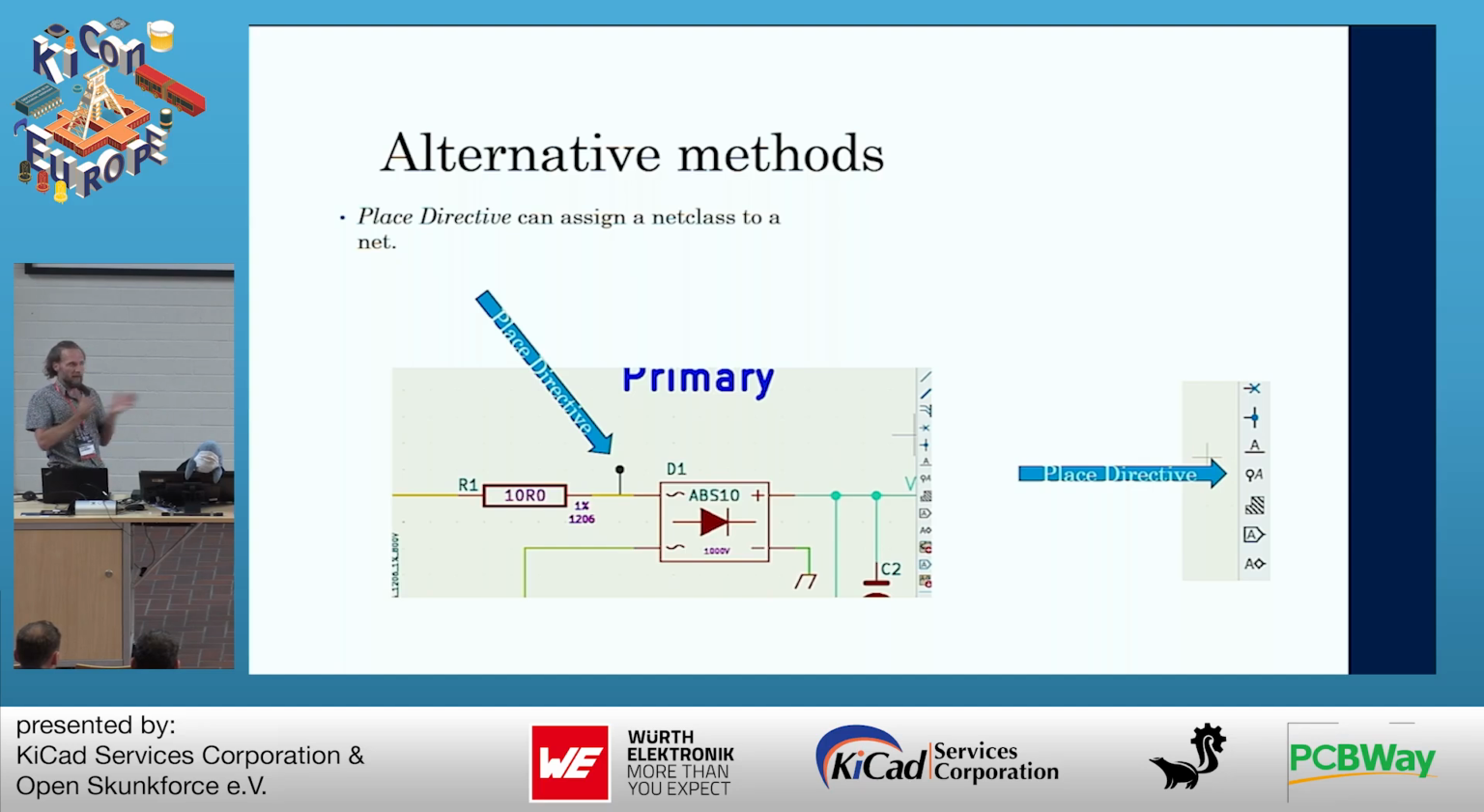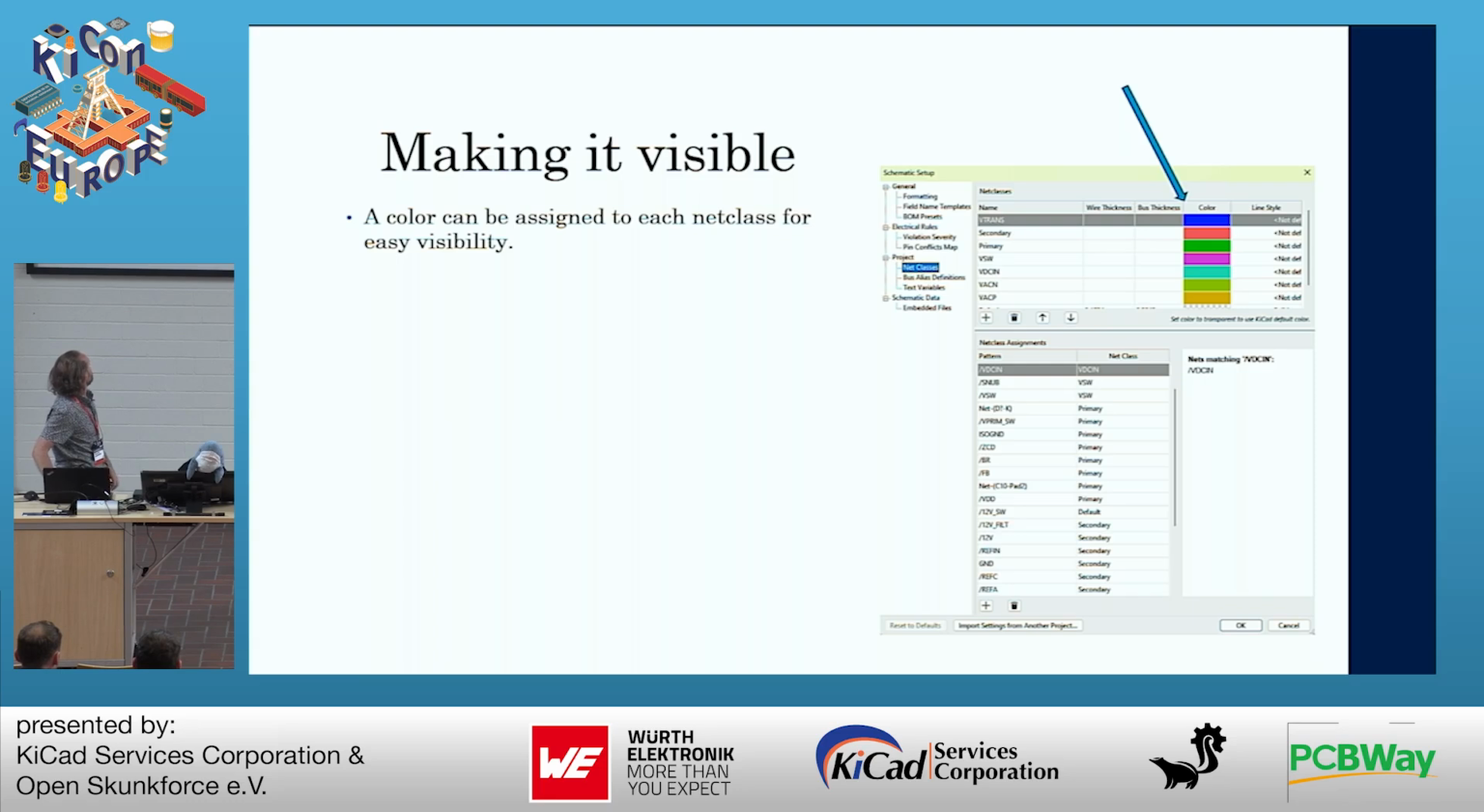So now we have created all the net classes. We assigned all the nets to net classes. So we're kind of ready to go into the fun stuff. As I said, you can color the nets, and that's really good for visibility when you're doing it, so you're not missing anything.